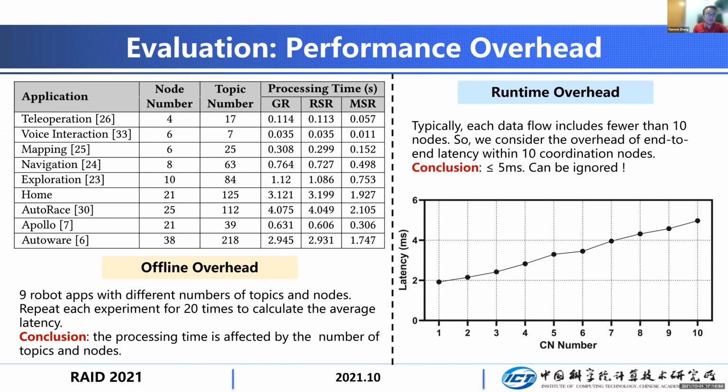Next, more importantly, we consider runtime overhead. We insert different numbers of coordination nodes and check the impact on latency. We can see that even with 10 coordination nodes, the latency is within 5 milliseconds. This can be totally ignored and will not affect the operation of the robot systems.